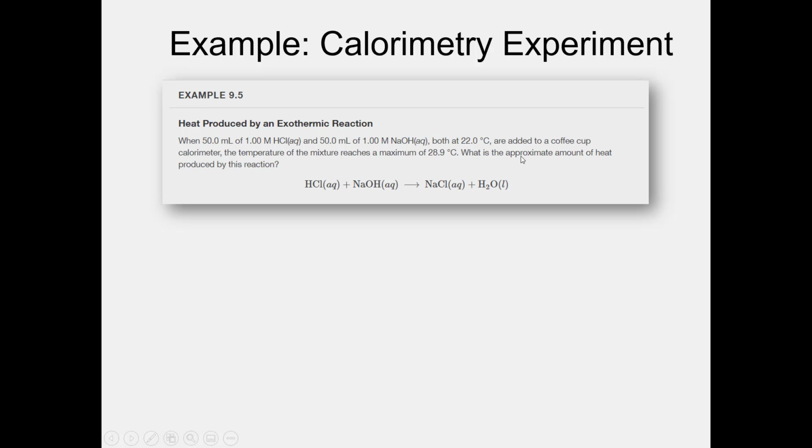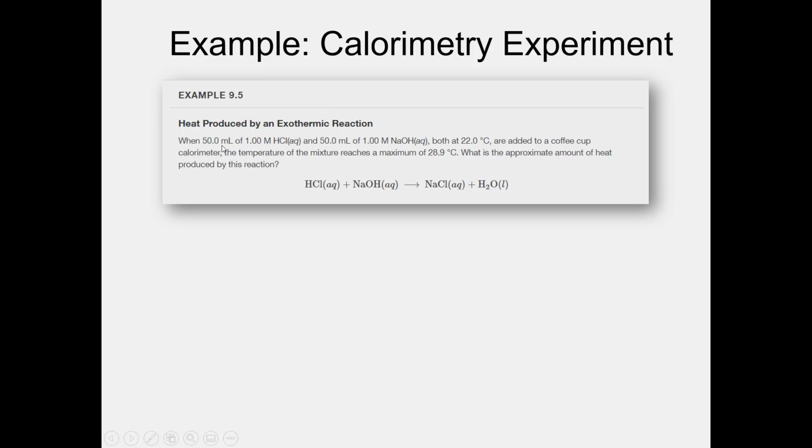We want to determine the amount of heat produced by this reaction. And in the problem it says the approximate amount of heat, but the only reason it's saying approximate is because we're making a couple of simplifying assumptions about what is heat versus what is system versus what is surroundings. That doesn't change the way that we're going to approach the problem, which will be once again to determine, using the mass of the surroundings and the temperature change of the surroundings, how much heat the reaction must have produced.